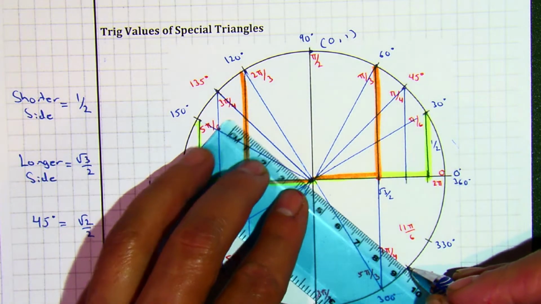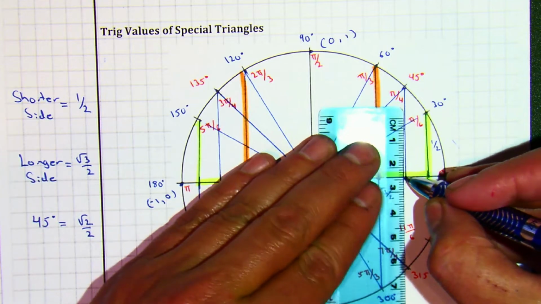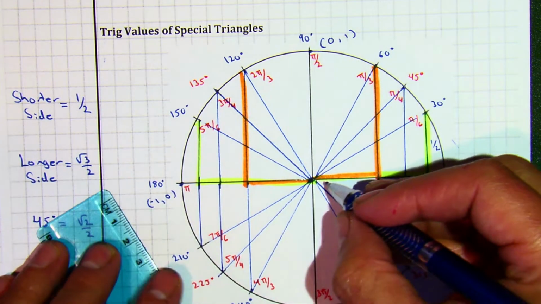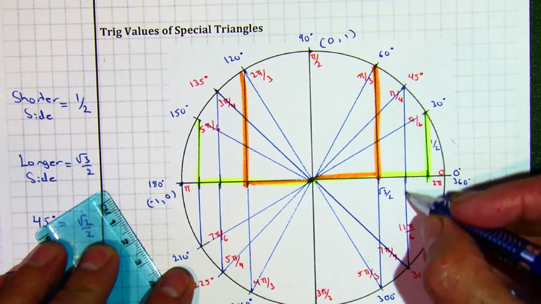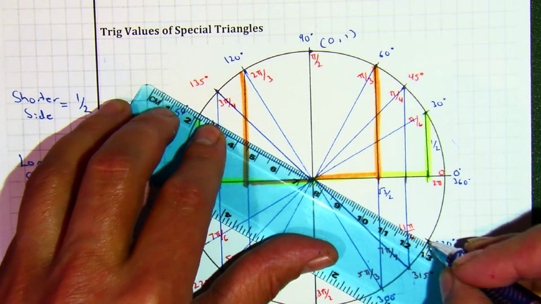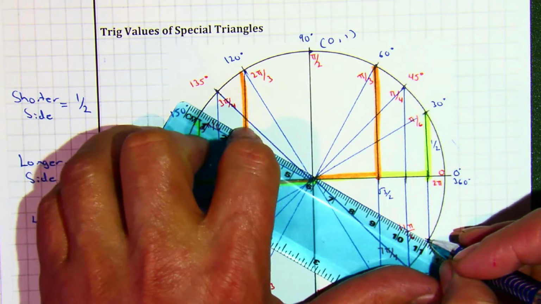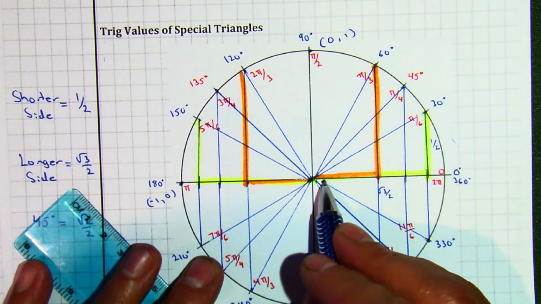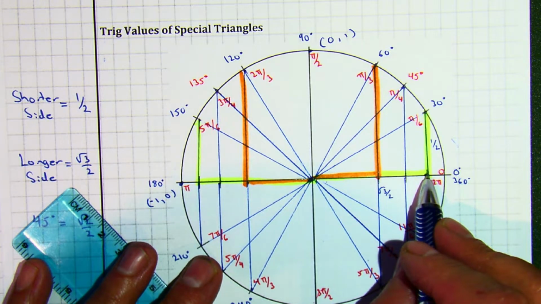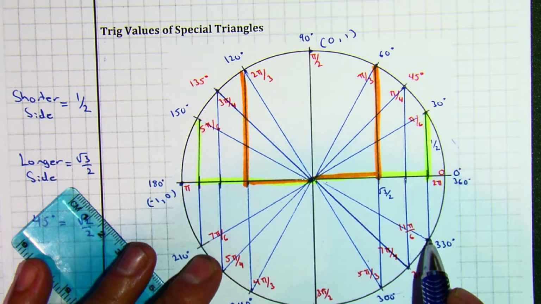For 315 degrees, your cosine is square root of 2 over 2, your sine is negative square root of 2 over 2. And for 330 degrees, your cosine is the longer side, which is square root of 3 over 2, and your sine is your shorter side, but it will be negative 1/2 because it's going down.